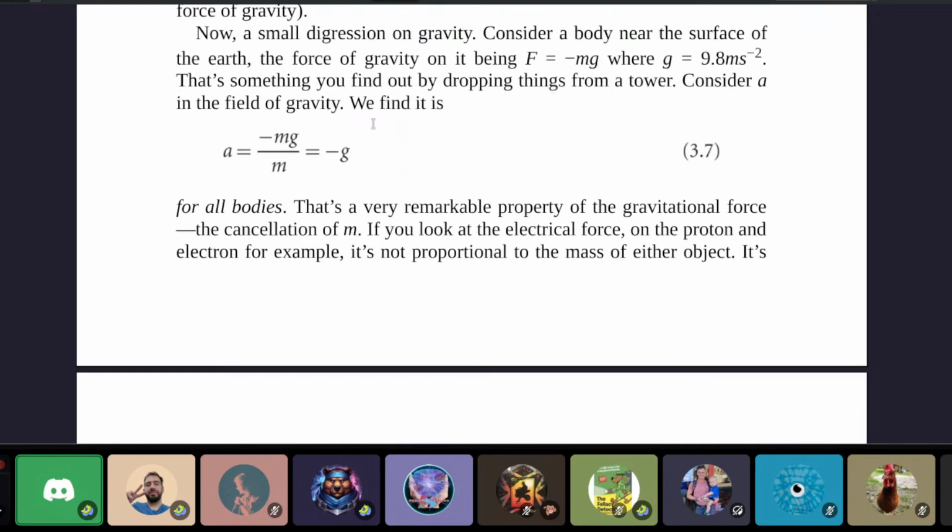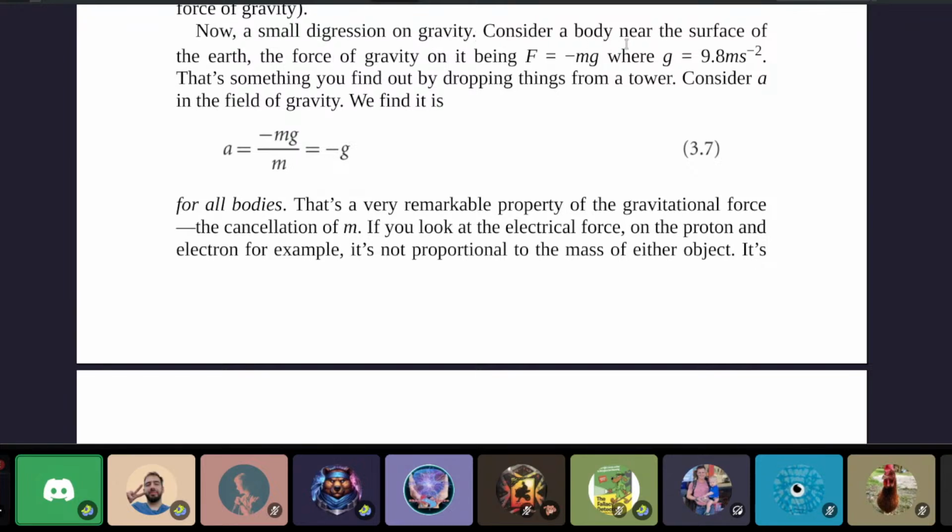Now, a small digression on gravity. Consider a body near the surface of the Earth, the force of gravity on it being F equals negative mg, where g equals 9.8 meters per second squared.